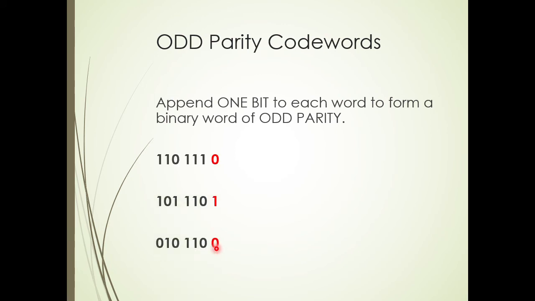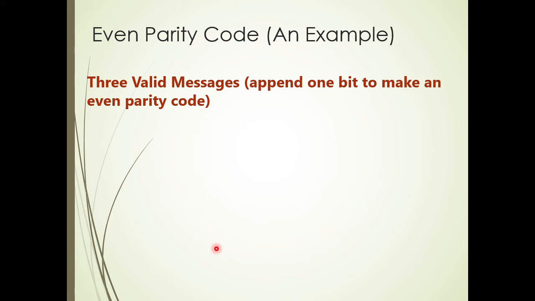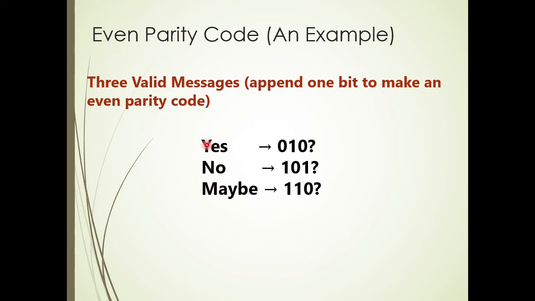Okay. So we have seen that parity check codes have error detection capabilities. But do parity check codes have error correction capabilities? Let's take a look at this illustration. Suppose that the sender and the receiver agreed on using only even parity. These are the set of valid messages. You have yes, no, and maybe.